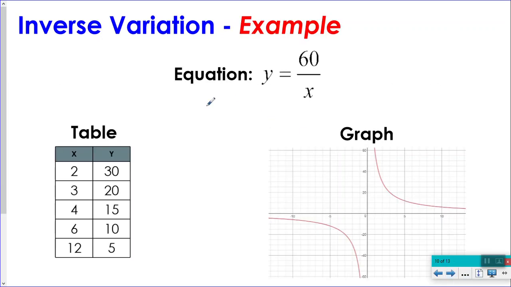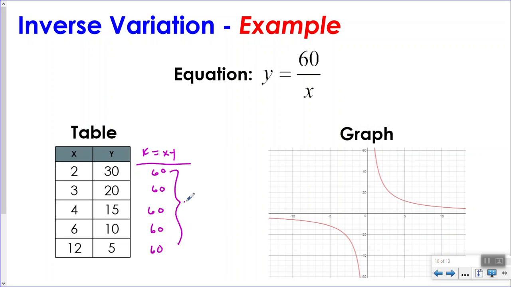So here's an example in all three forms of an inverse variation. We have our equation y equals 60 divided by x, and we have a table, and here we're going to check if k is equal to that constant product of x times y. So we would go ahead and add that in. 2 times 30 is 60, 3 times 20 is 60, and we get 60 all the way down. So we know that this is an inverse variation with a k value of 60.